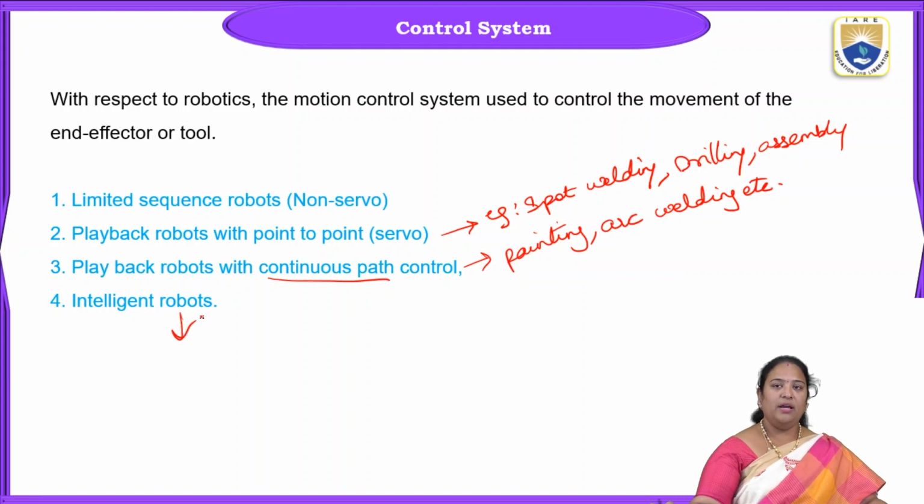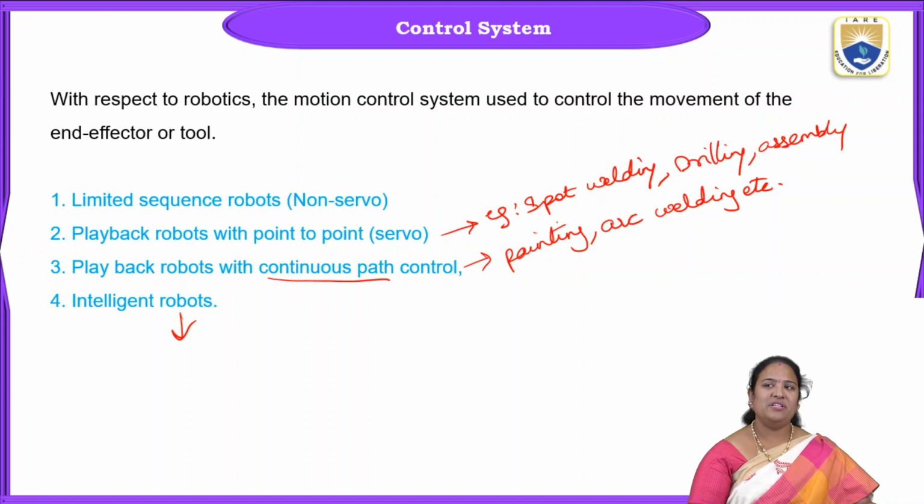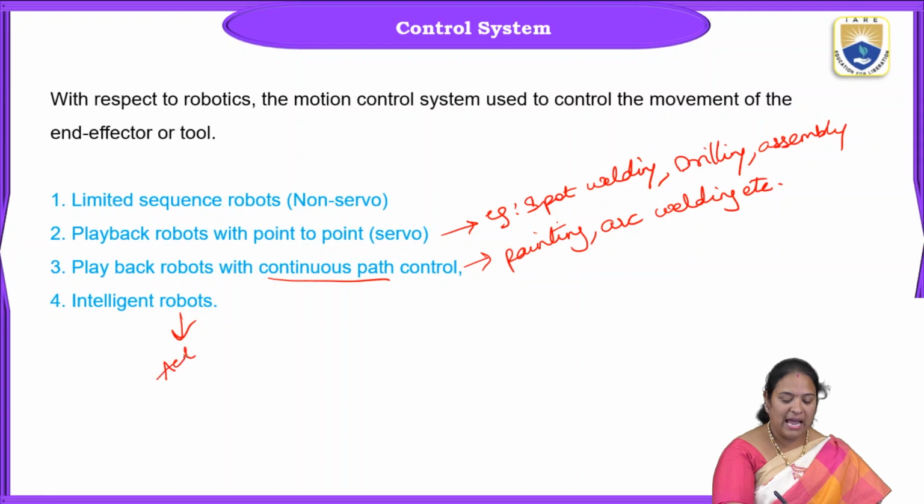Coming to the intelligent robot. Intelligent robot means what? As we all know, whatever input is given to the robot, the robot will act in that particular direction only. So we should give some additional information to the robot so that it will take spontaneous decisions on its own, right? We need to build some smartness into the robot so that it will act accordingly, according to the environment, according to the surroundings.